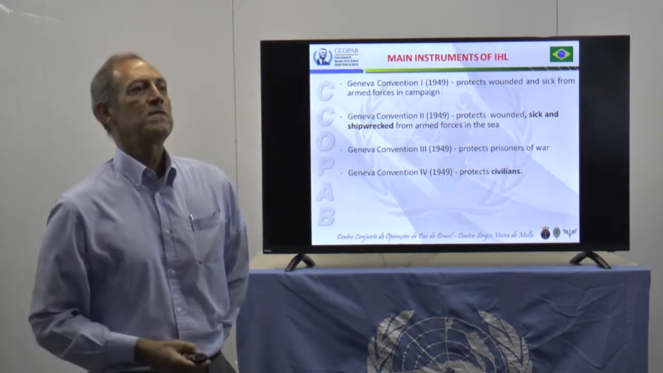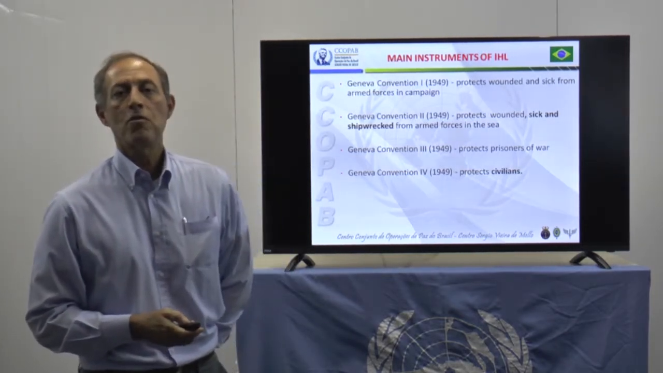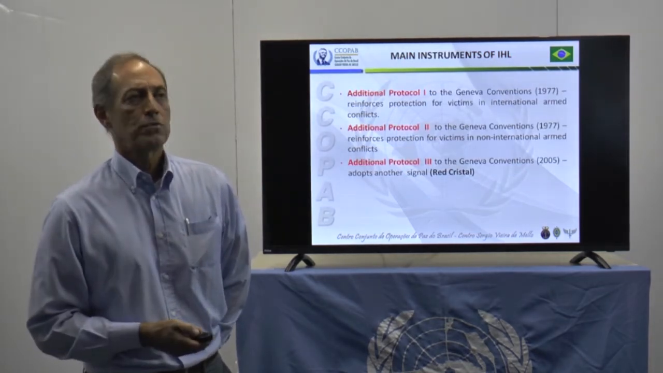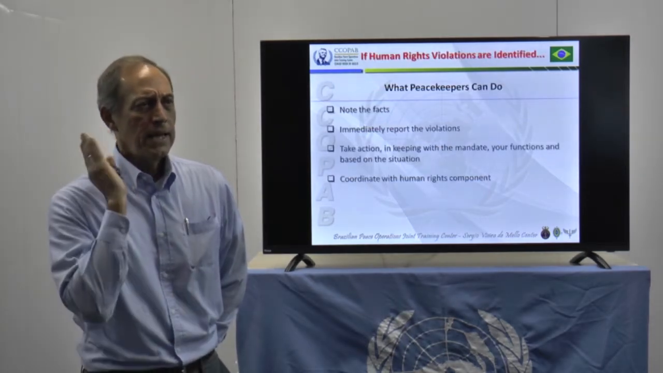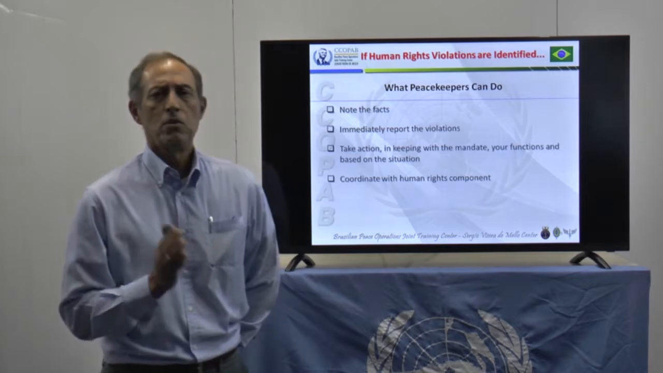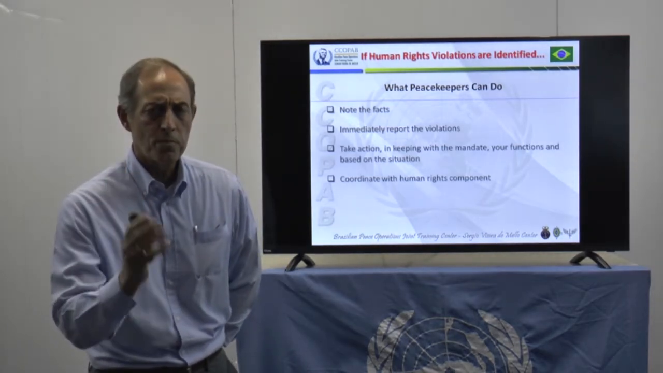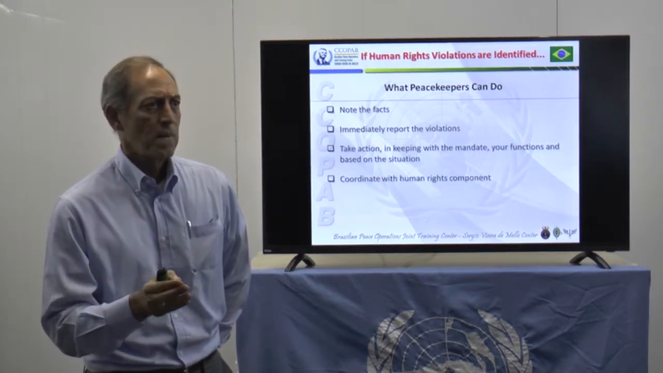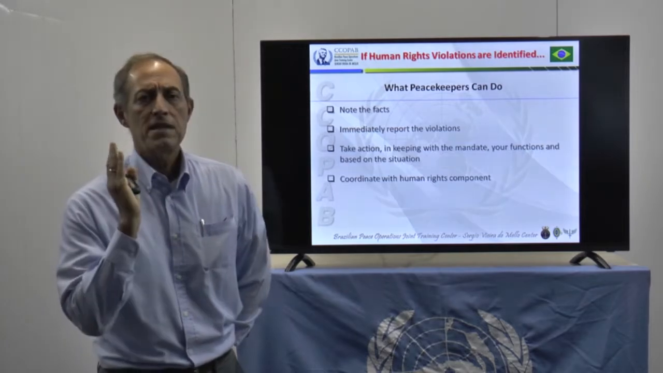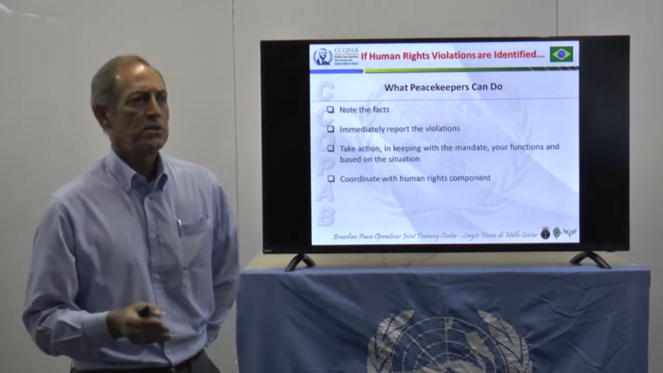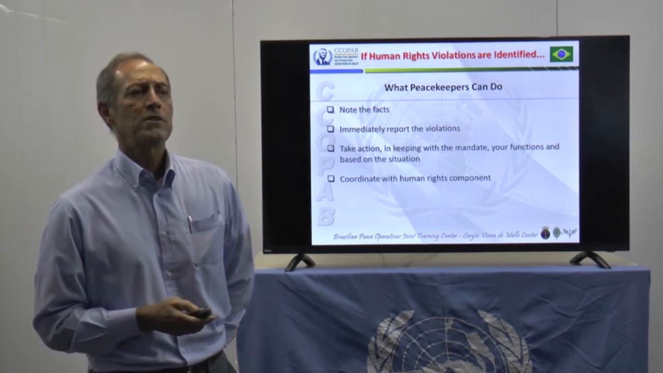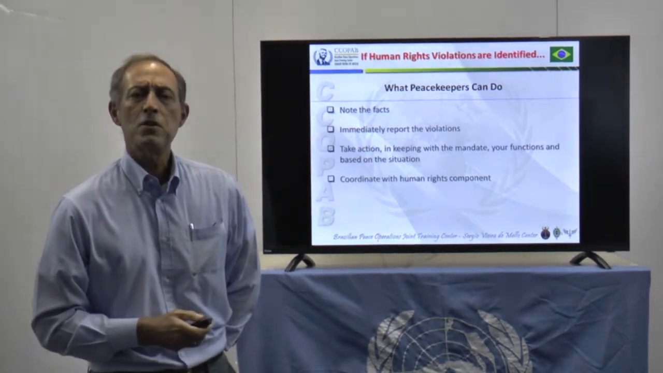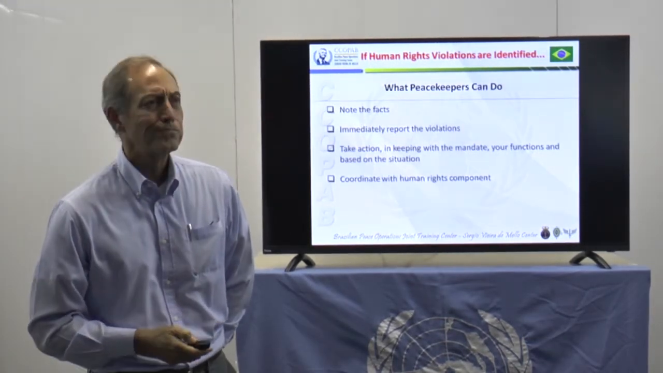It's important to emphasize the main instruments of international humanitarian law: the Geneva Conventions, very important for you guys, and the additional protocols as well. And in terms of human rights violations, what is very important for you peacekeepers? What can you do? Note facts, report violations, take action under the mandate, and coordinate with the human rights component. It's very important for you to understand, to memorize the sequence of these acts.